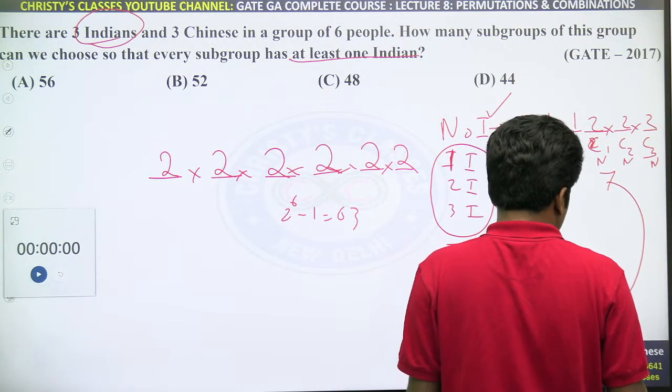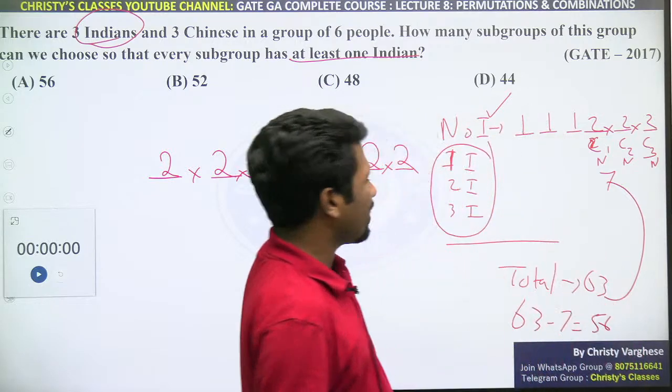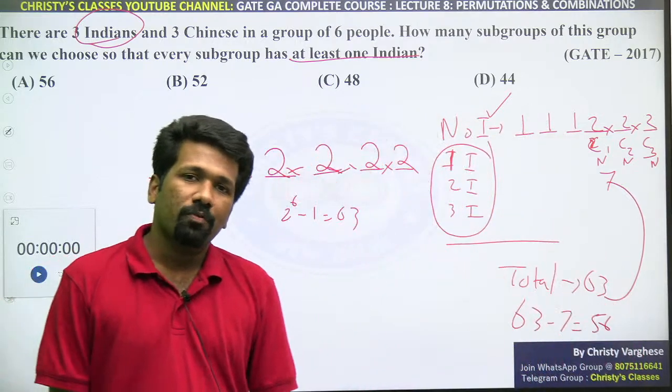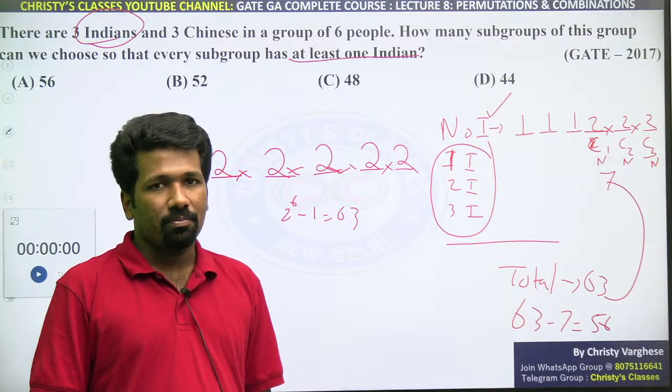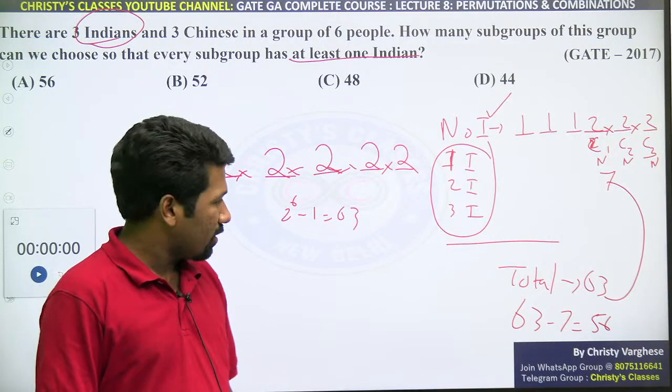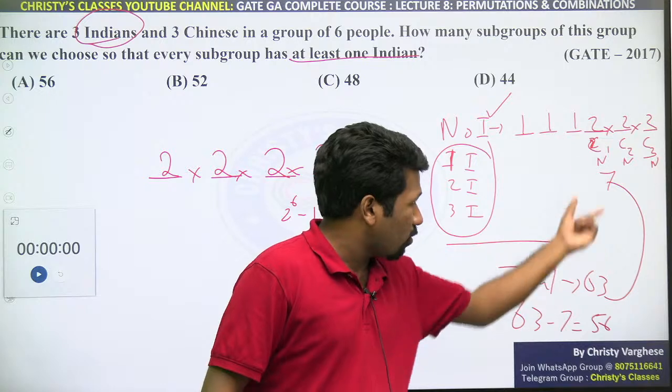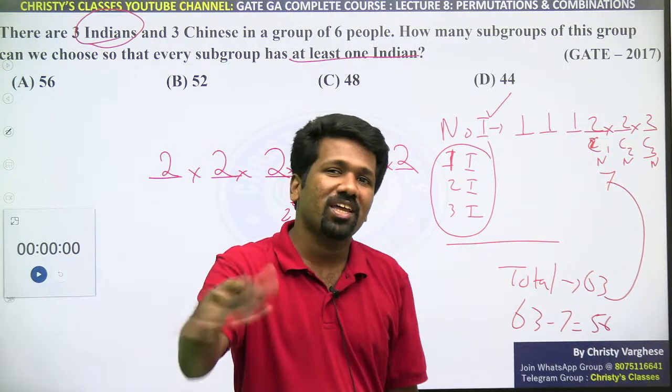63 minus 7, 56 is the answer. Let me tell you one thing. If you also count the group with 0 people involved, your answer will not be wrong. Why? Because if you count it, you will count it here also, here also. Then it will be 64 minus 8.